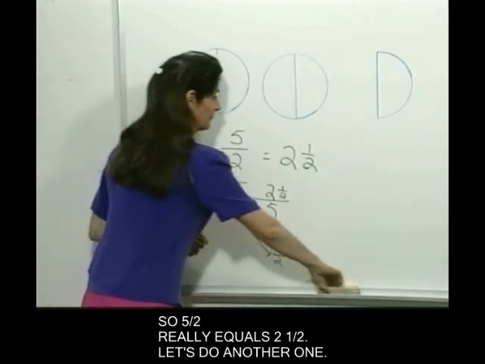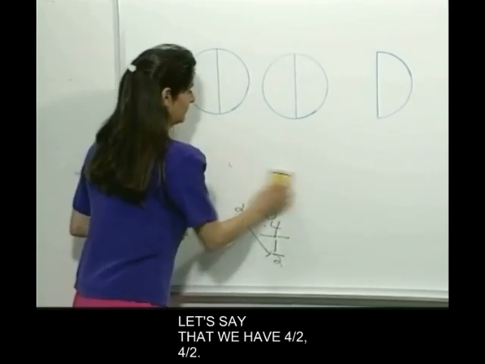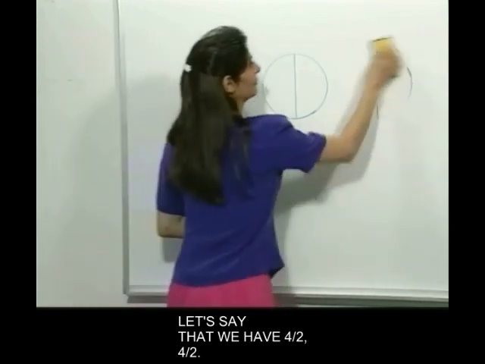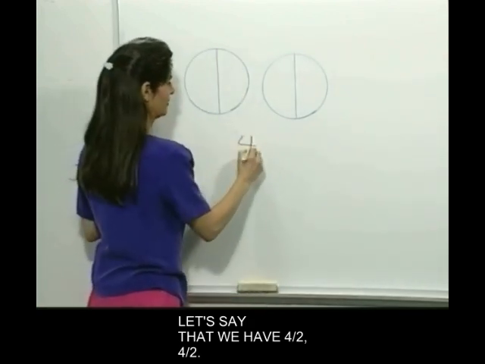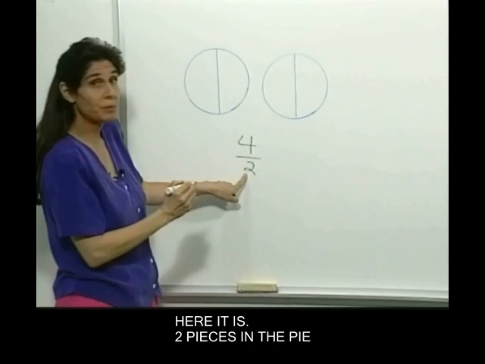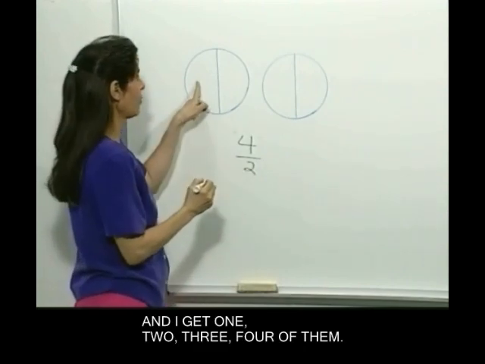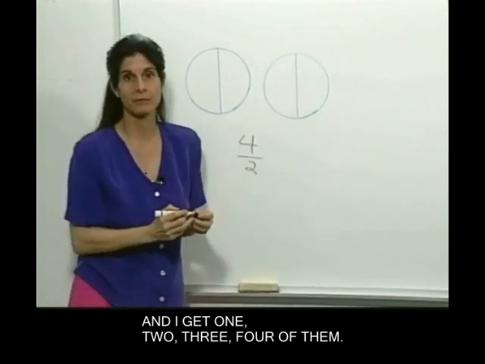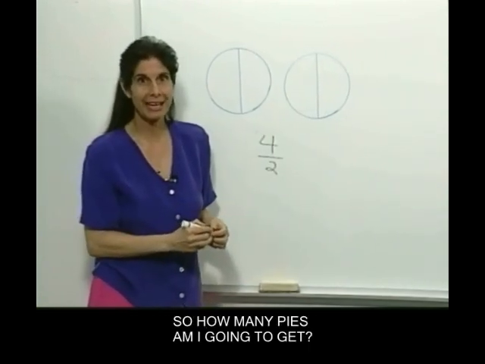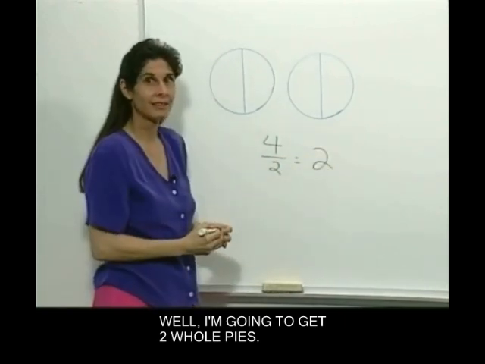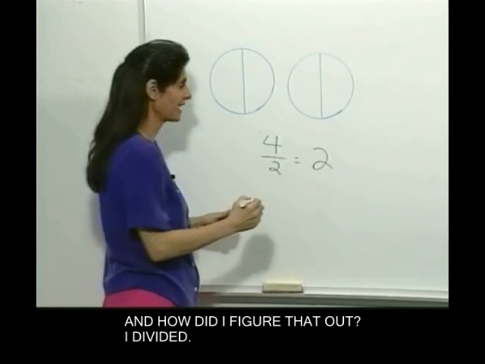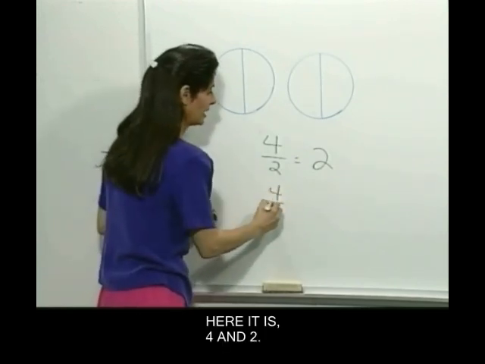Let's do another one. Let's say that we have 4 halves. Here it is, 2 pieces in the pie, and I get 1, 2, 3, 4 of them. So how many pies am I going to get? Well, I am going to get 2 whole pies. And how did I figure that out? I divided. Here it is, 4 and 2.